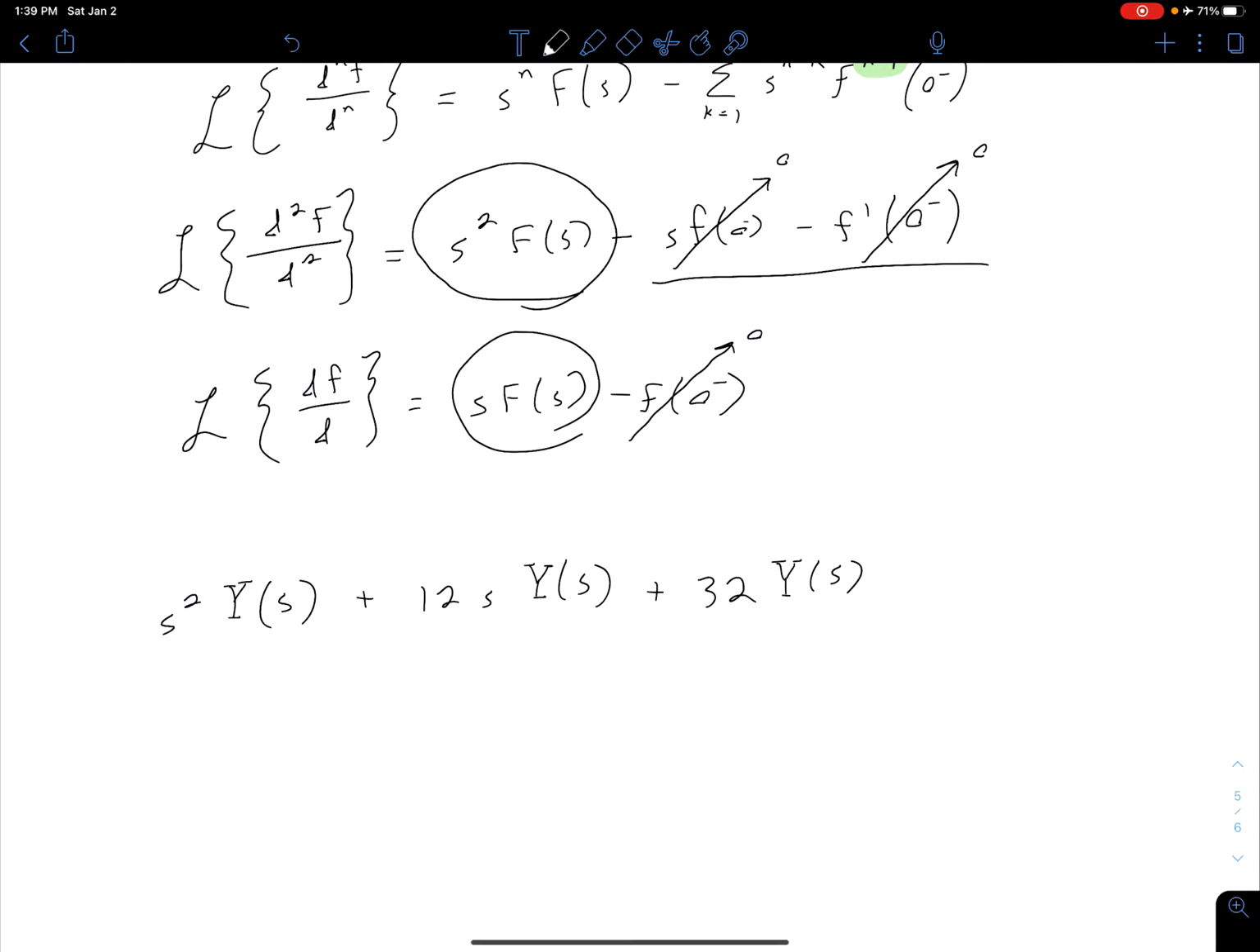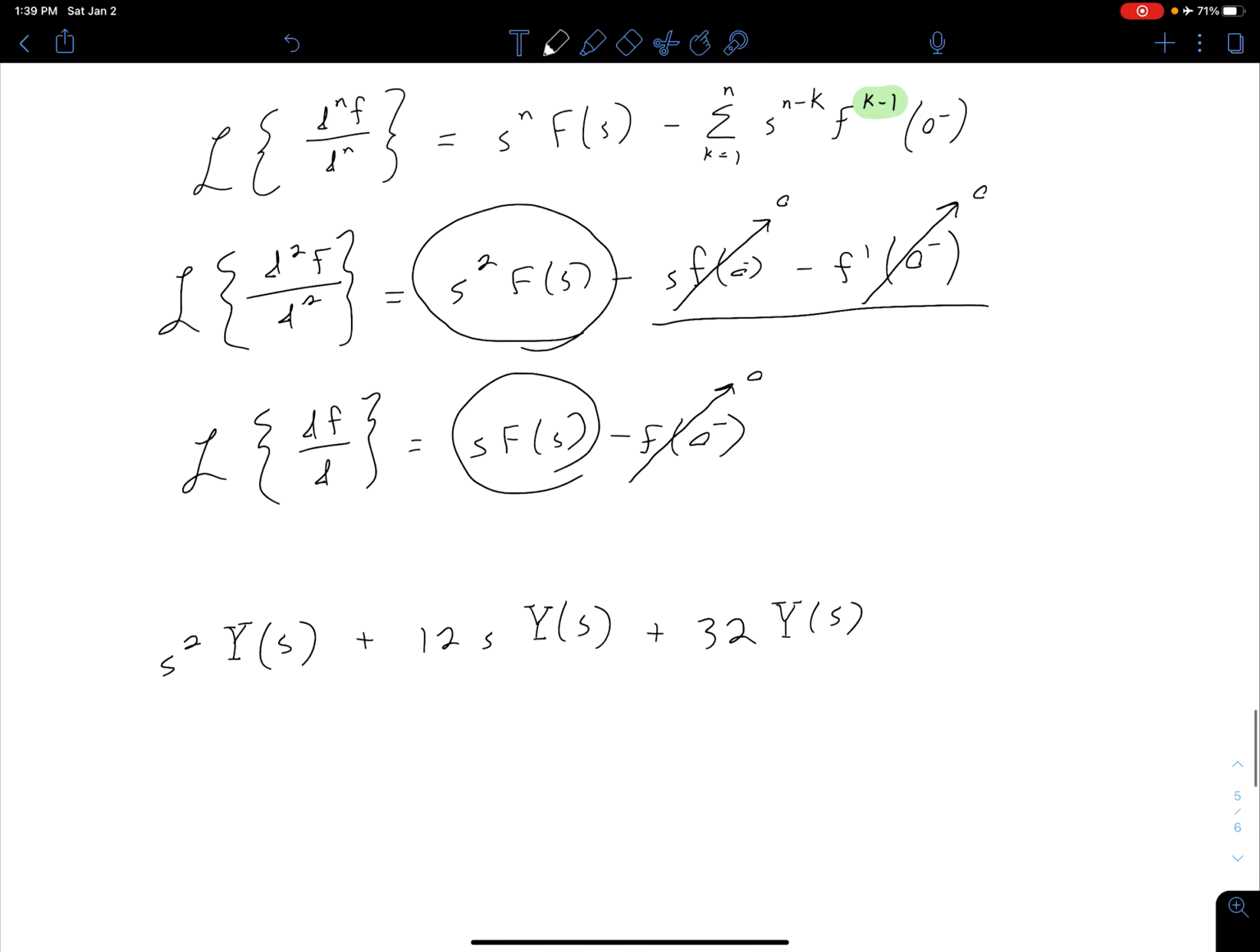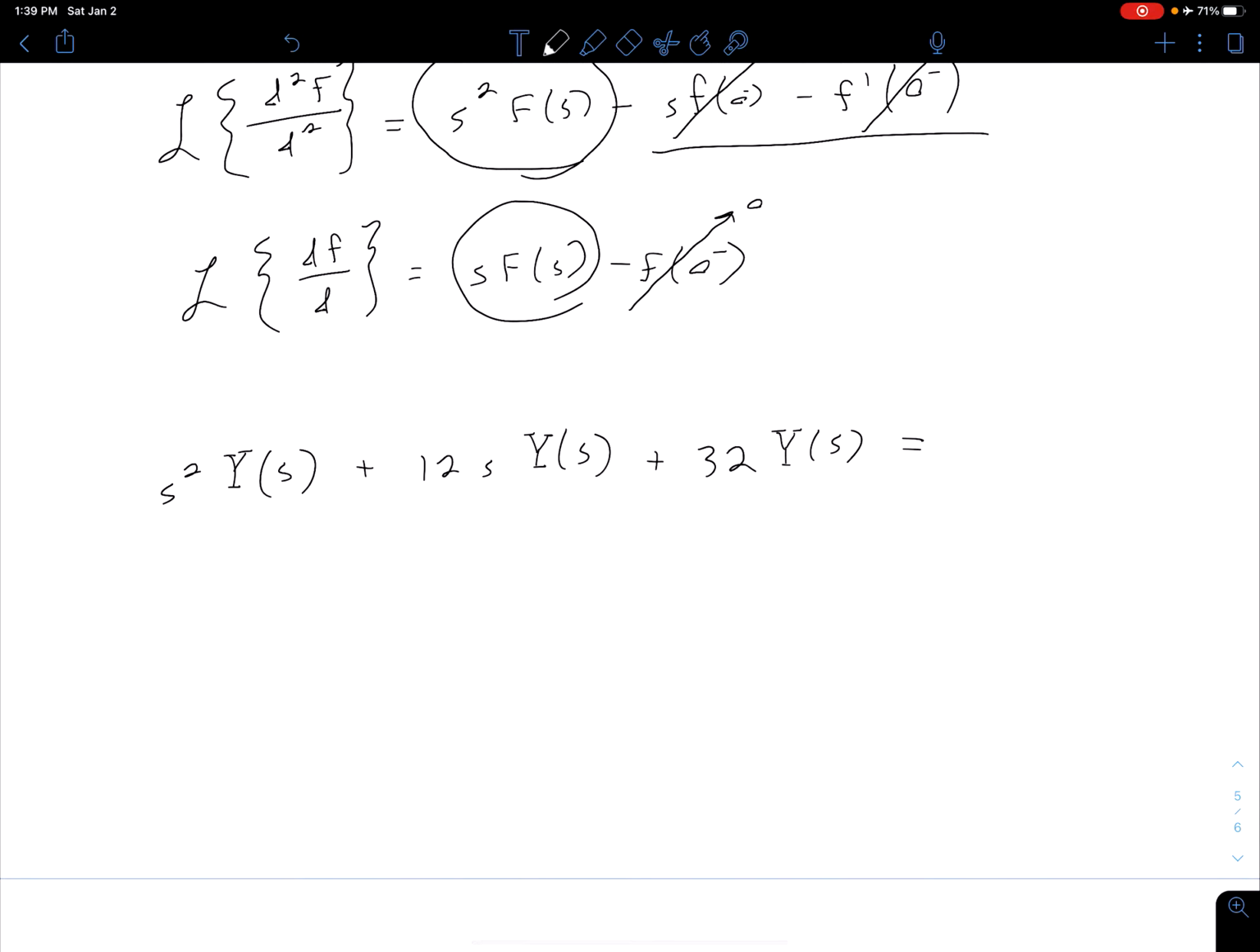Finally, on the other side of the equation, we had 32 times u of t. We said that u of t goes to 1 over s, and that 32 from our linearity property is just along for the ride. So we get something that looks like this, with an s in the denominator there. Okay, so now we have our function in the frequency domain.